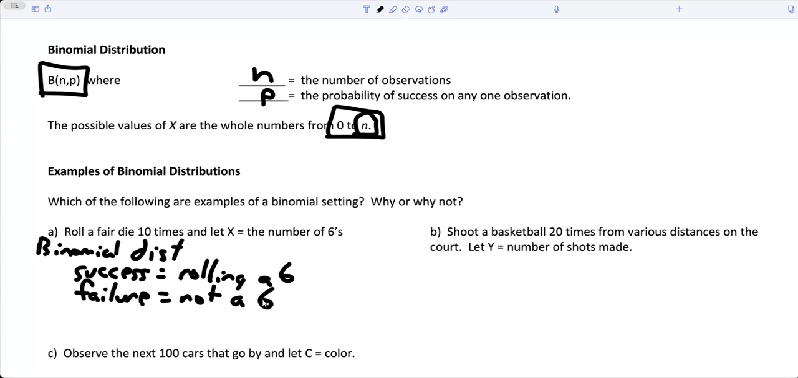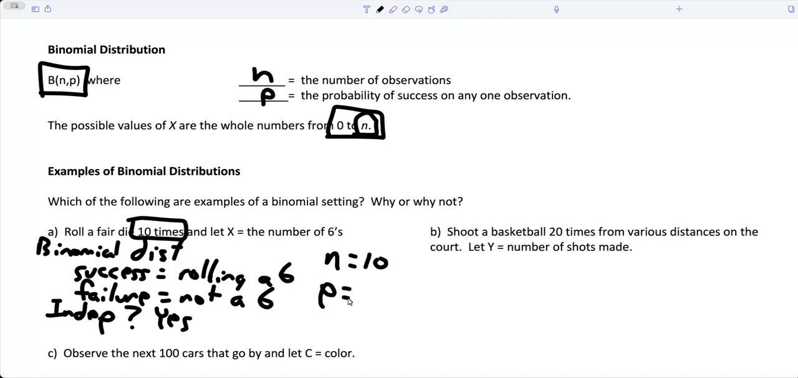Are each of the rolls independent? Does the first roll affect the second roll? No. So independent? Yes. Fixed number of trials? Yes, and in this case n equals 10. And then the probability of rolling a 6, if it's a fair 6-sided die, would be 1 out of 6, and that is the same for each roll. Therefore, this is a binomial distribution.